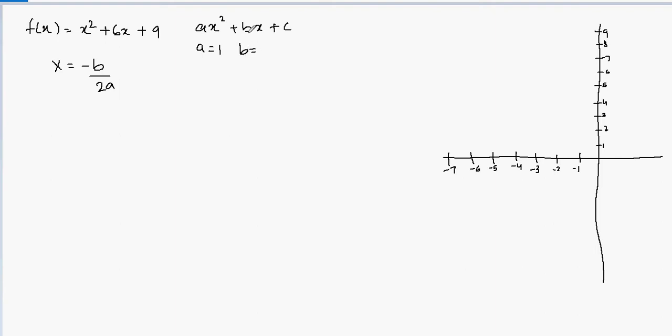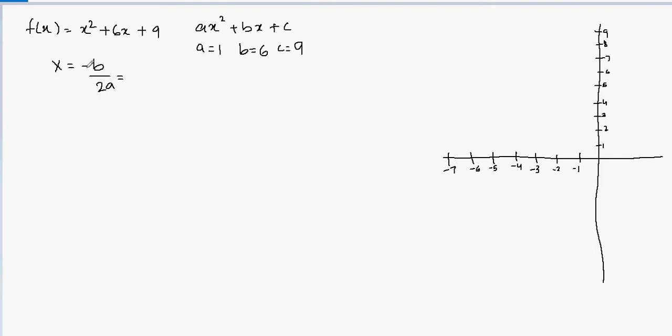Then b is the coefficient of x. The coefficient of x is 6 here. That means b is 6. And c is the constant value, which is positive 9 here. So you've got the values of a, b, and c. Now let's go ahead and plug the values of b and a into this formula.